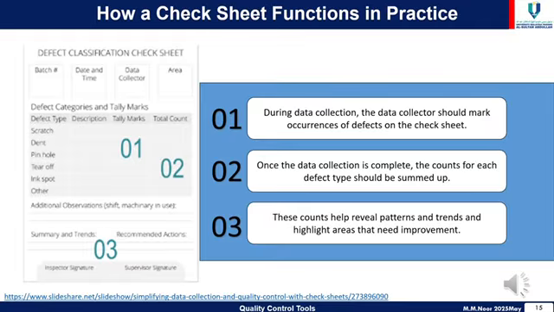Next part is how a check sheet functions in practice. The example is a defect classification check sheet. In a check sheet, there are labels 01, 02, and 03. In 01, during the data collection, the data collected should mark occurrences of defects on the check sheet. In 02, once the data collection is complete, the count for each defect type shall be tallied. In 03, these counts help reveal patterns and trends and highlight areas that need improvement.